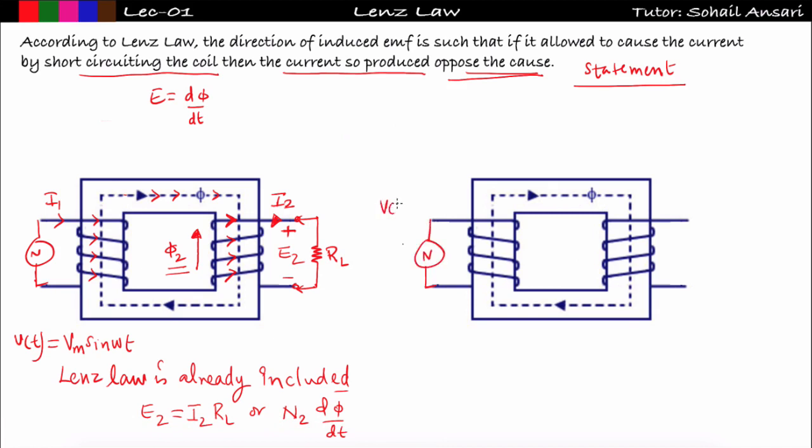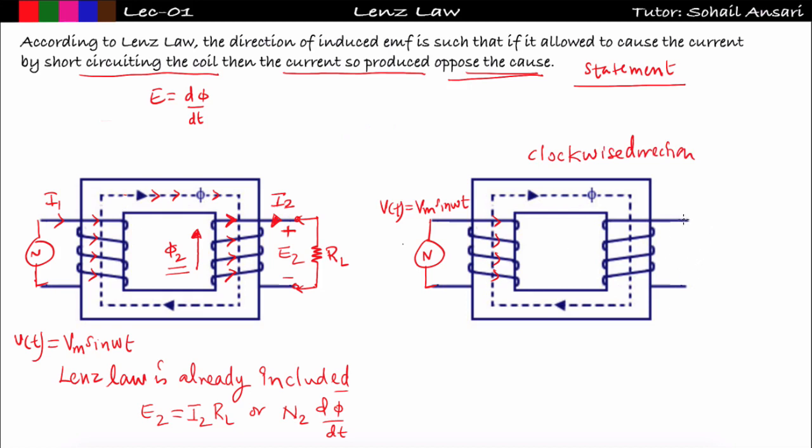Let us apply Vt is equal to Vm sine omega t. Then the direction of current in the primary turns will be something like this, meaning the flux that I will get is in the clockwise direction. Now this flux will cut the secondary coil and EMF is induced across it.